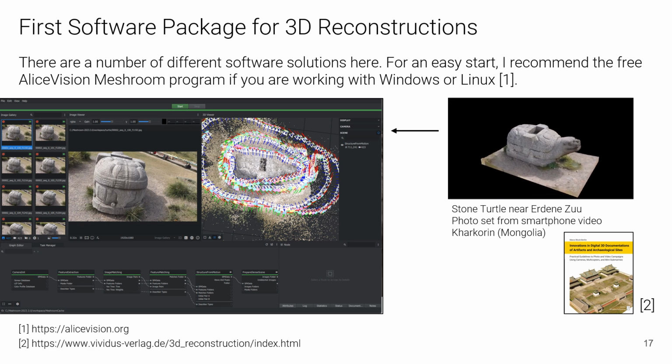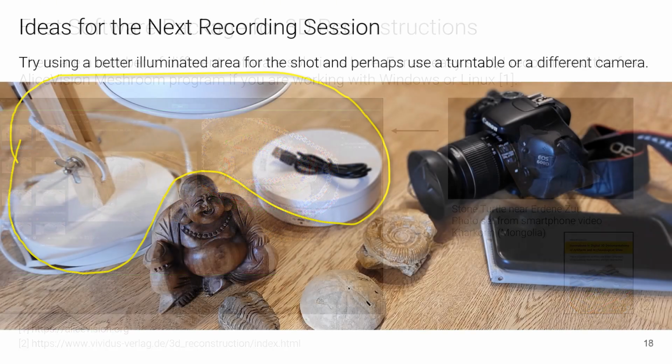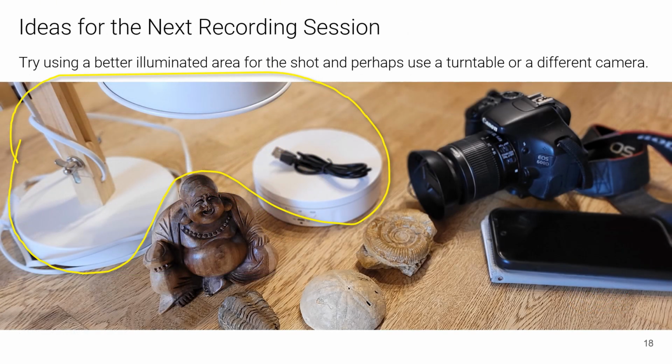I recommend Meshroom to start with, as it provides a complete pipeline and we can already see a result with very few clicks. If you want to try out the software with a different dataset, simply download a photo package from the book website, import the photos into Meshroom and click on Start. As ideas or an outlook for further experiments, you could try to illuminate the object well with additional light sources or use a turntable for the shot.